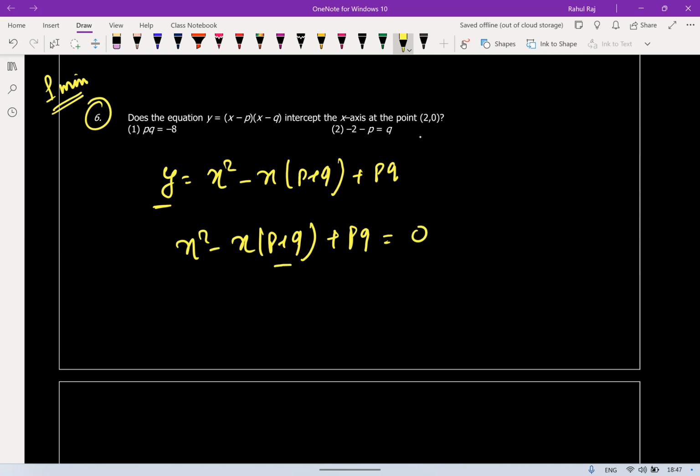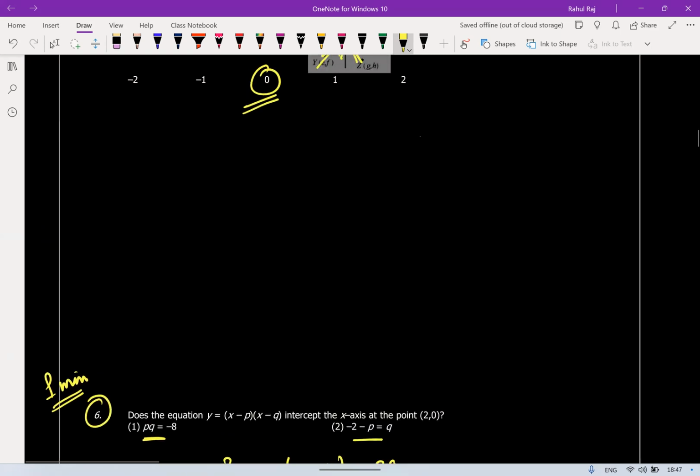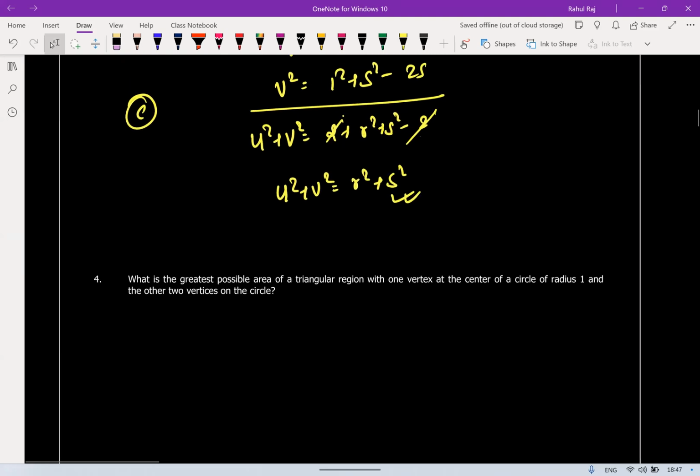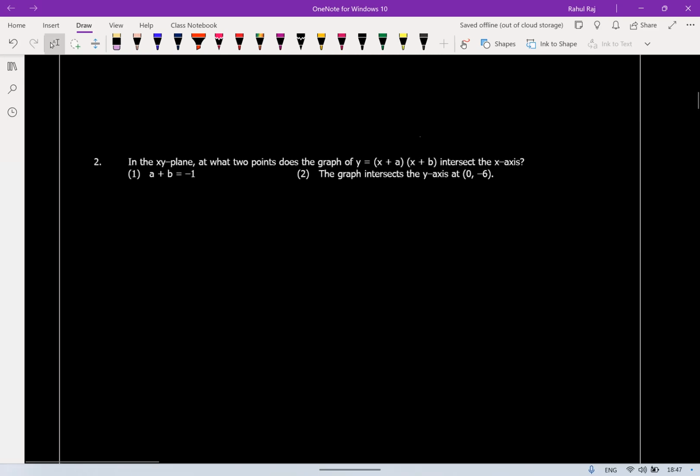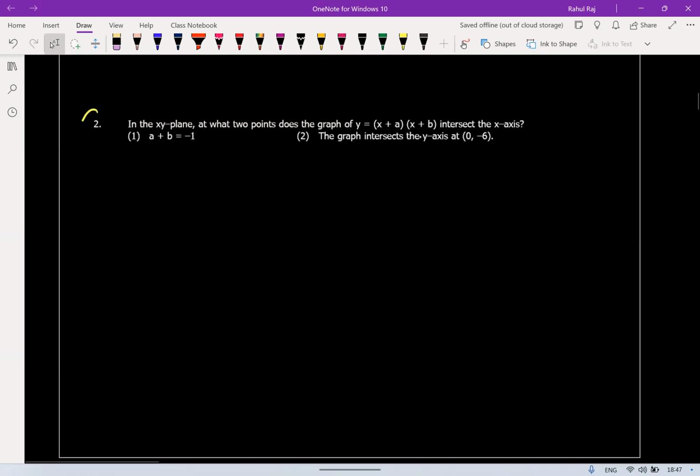Now to get the value of x, I need to know p plus q and pq. Option number 1 gives you pq, option number 2 gives you p plus q. C is the answer. I'll mark it in a second and move on. Only starting to find the value of x is not recommended at all. You may get (2, 0), you may not get (2, 0). In both cases, you have a confirm yes and confirm no as the answer. Question number 2, please. Exactly the same question in a different wording. Can you please try?